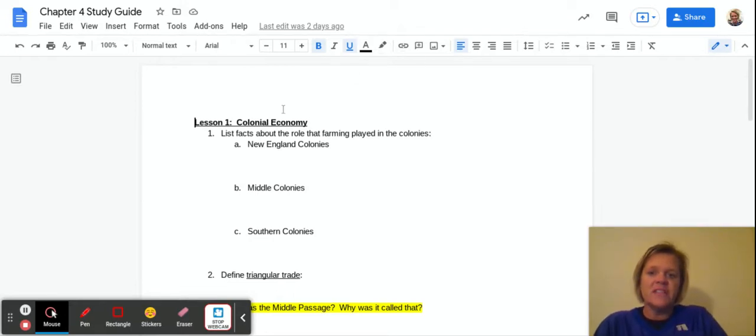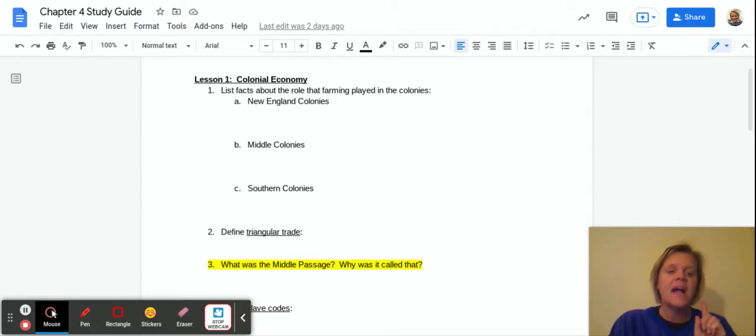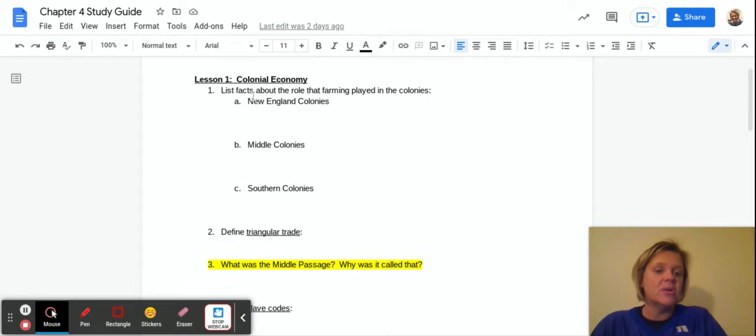If you notice, the first section is called Lesson 1, Colonial Economy. Everything that you see here will be found in one of two places. Page 84 is the beginning of Lesson 1, so you can find it in your text. A very, very handy tool is if you go to classwork. It's all organized by topic. And if you go to chapter 4, you will see a lesson called Lesson 1, Colonial Economy.